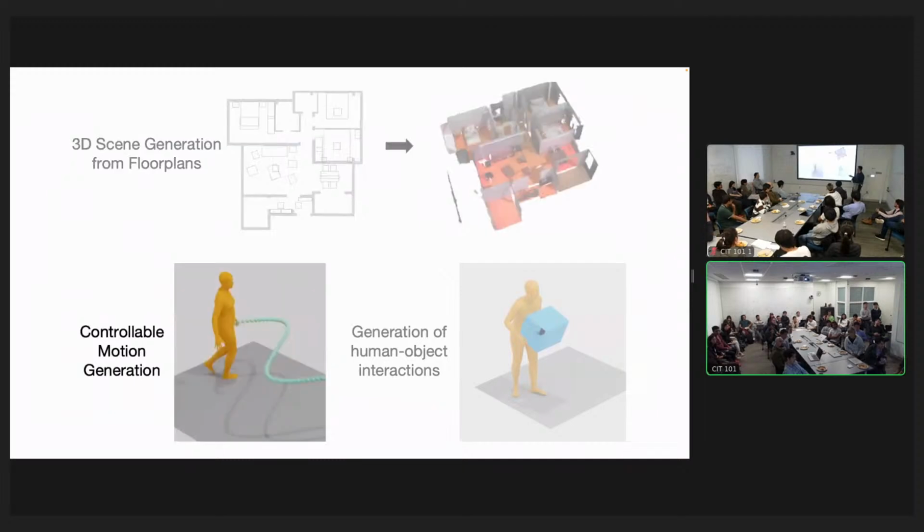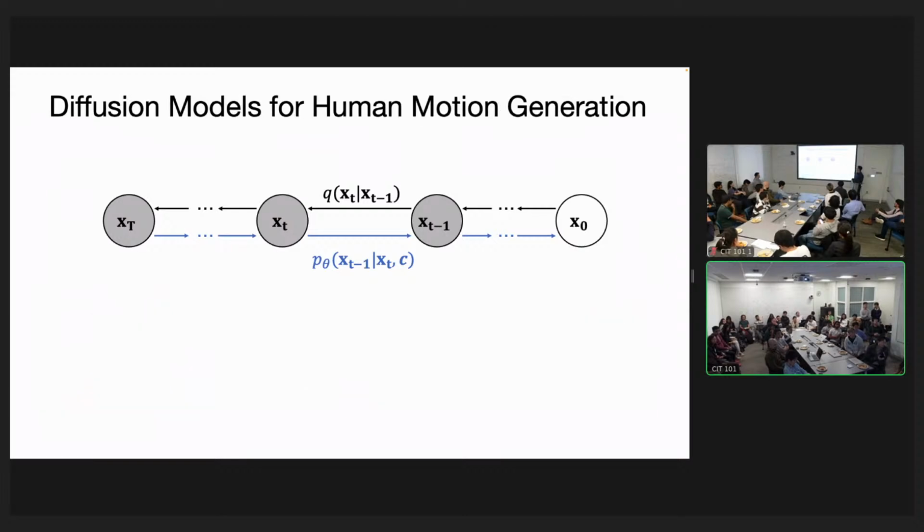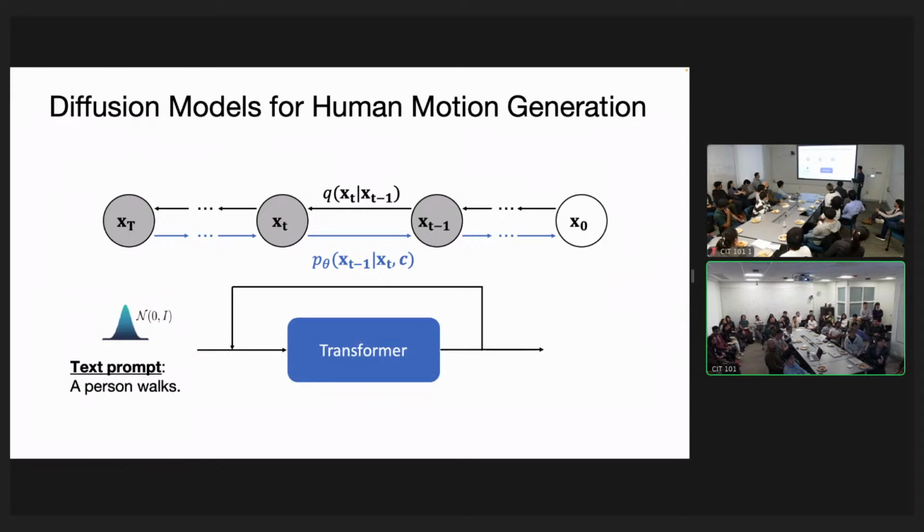I'll start from this controllable motion generation group. I'll briefly talk about this. So this is what we have seen about the paradigm of generating images, right? Starting from some Gaussian noise, and this Gaussian noise can correspond to some real image or some latent feature representation of the image. So we can also adapt this to human motion generation, right? So similarly, we start from Gaussian noise, and we use a parametric model, typically a transformer, to generate this human motion sequence, right? Depending on the representations of the human body.